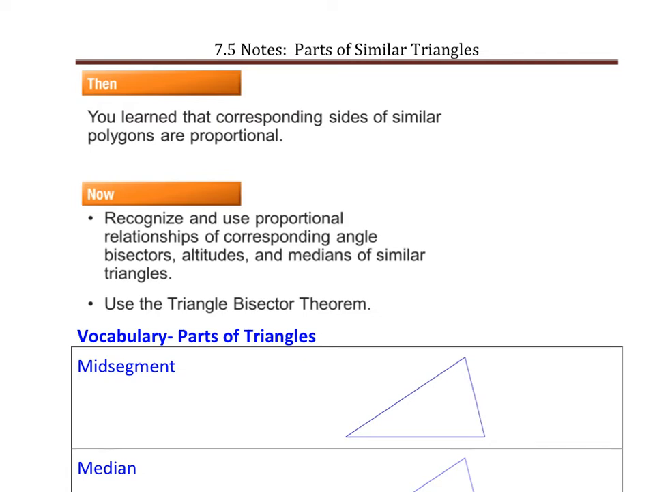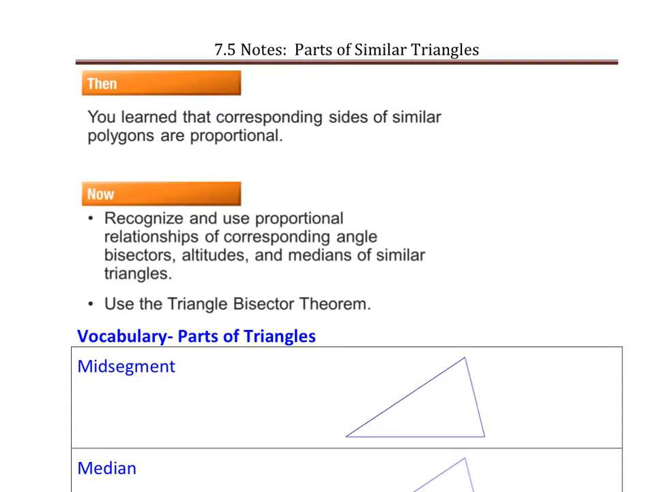Hi everyone, this is 7.5 Notes and the title is Parts of Similar Triangles. Kind of a simple concept. If two triangles are similar, then their parts are similar. So we're going to talk about what those parts are, introduce some new vocab words, and the second main topic of this set of notes is introducing and using the triangle bisector theorem, which is kind of an odd duck.